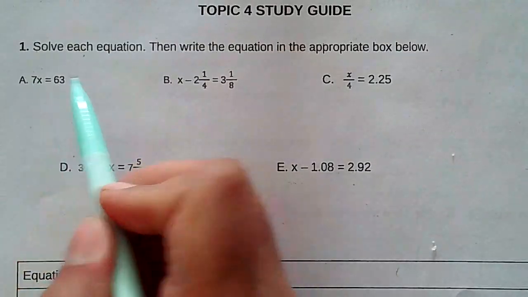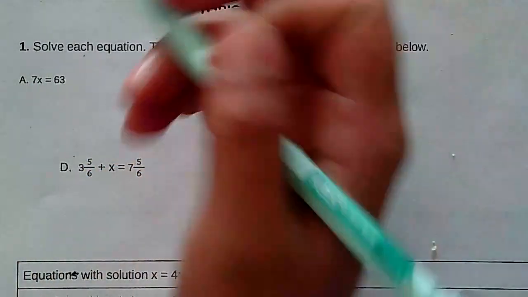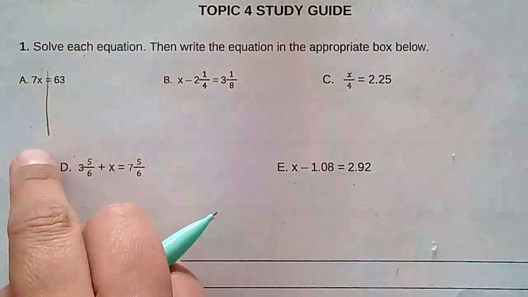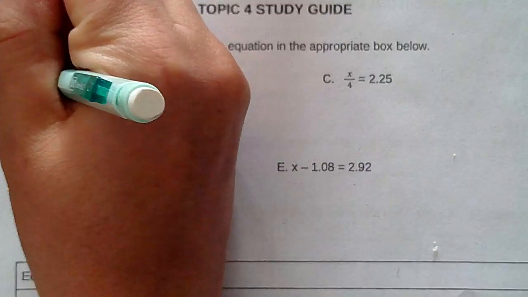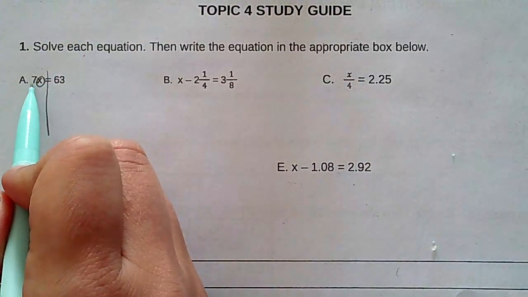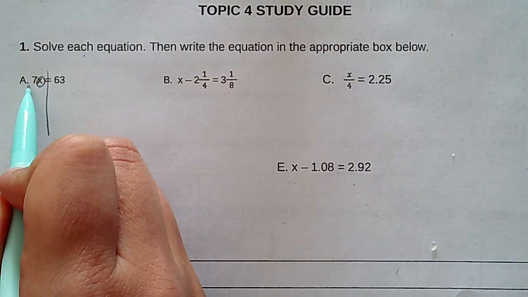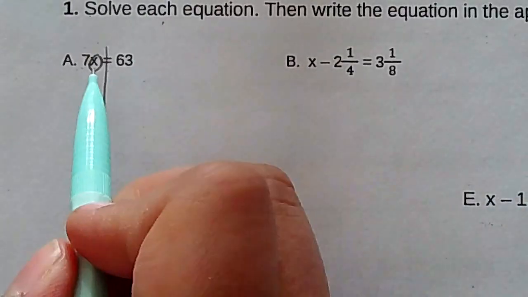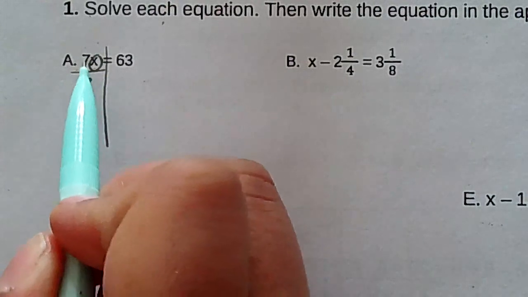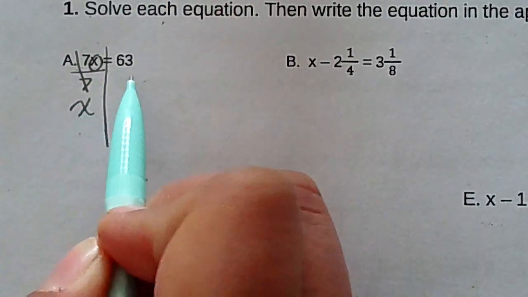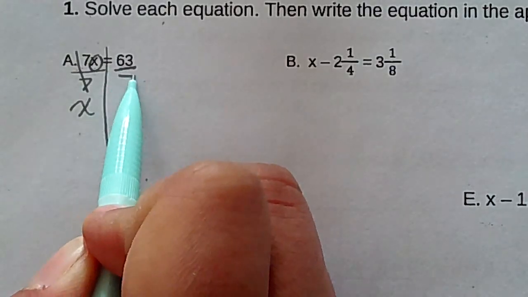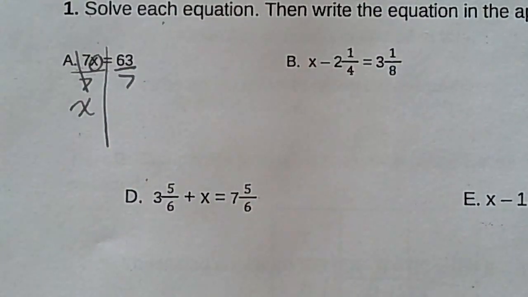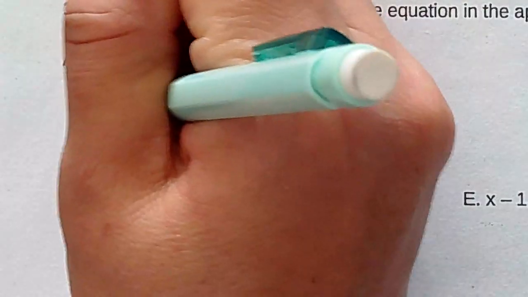So I have A, 7x equals 63. I'm going to draw the line to show my equal track. I'm going to circle the variable because I have to get that alone. And 7x means 7 times x. So I have to do the inverse operation of times, which is divide. So I'm going to divide by 7. I'm left with x. I got to do the same thing on the other side. Divide by 7. And I am left with x equals 9.